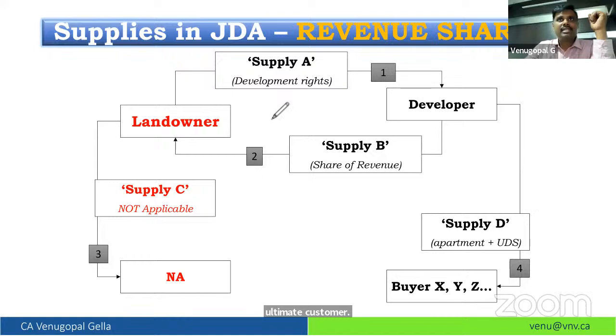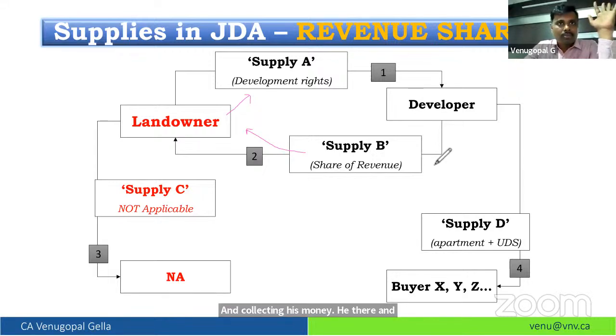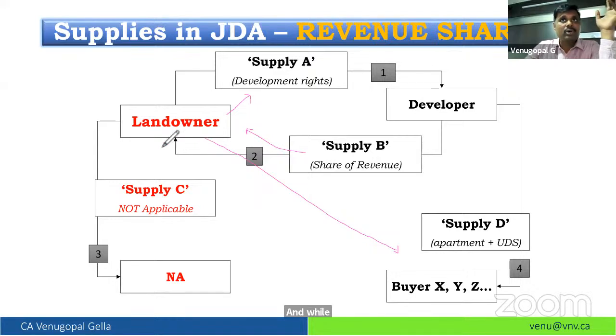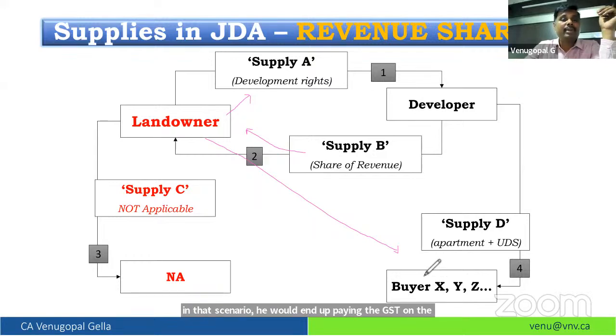As is, there is no levy on the landowner because he is only selling his development right and collecting his money. His role ends there. But if the landowner is the one on record providing these services to the end customer, then similar to the area sharing basis, the developer will have to charge for the works contract. And while the landowner will not get any input tax credit in that scenario, he would end up paying the GST on the full values. It might not be a viable decision to do that kind of structuring for GST.